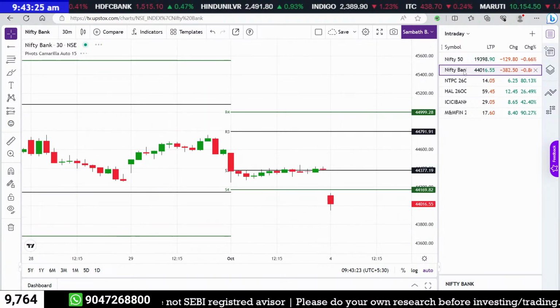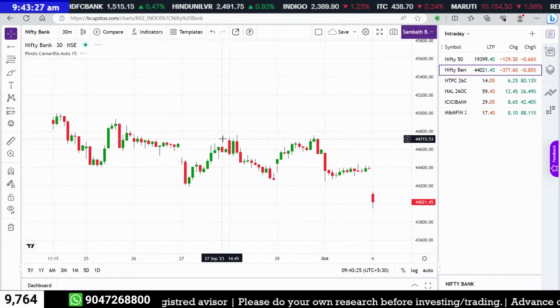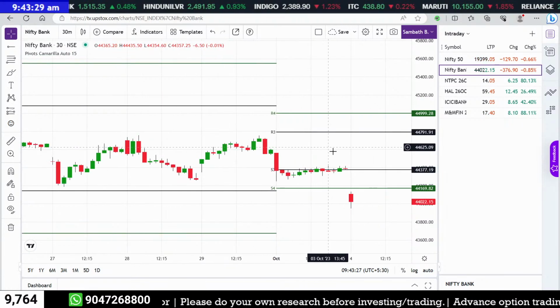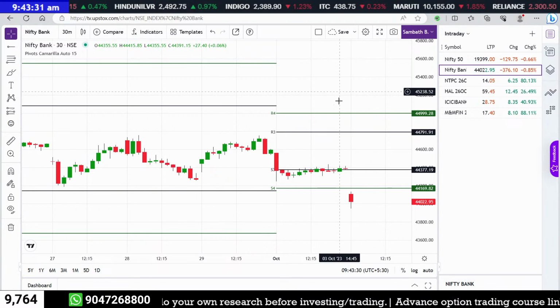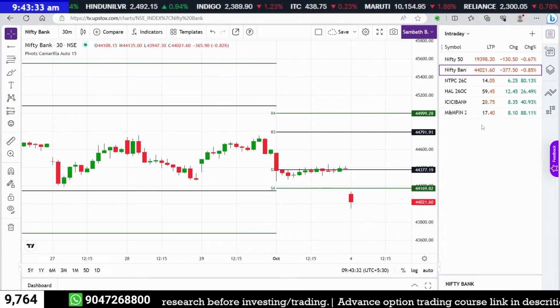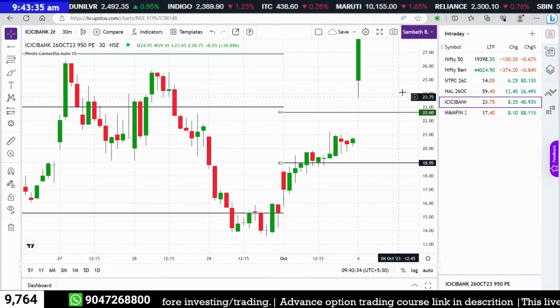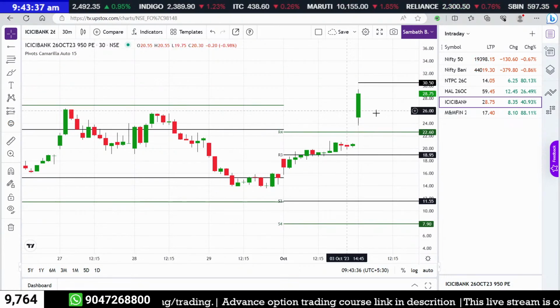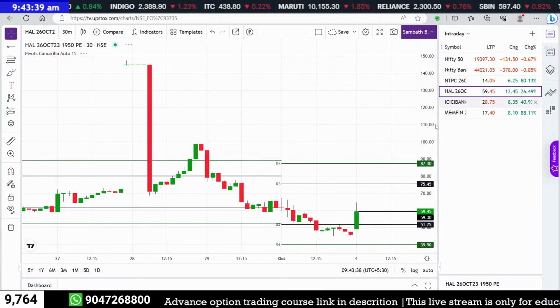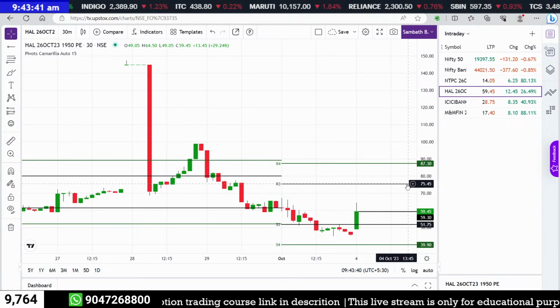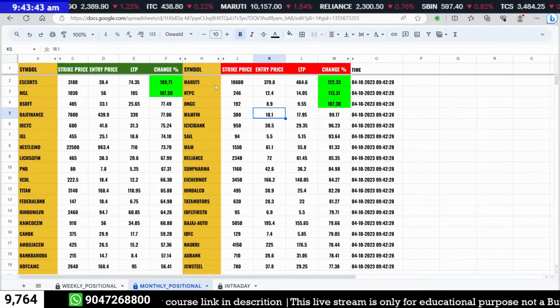And Bank Nifty is also trading below S4. Maybe a breakout, but it doesn't give you the opportunity, though it is below the level. We are looking for ICICI Bank, it doesn't give you the opportunity. And HAL already satisfied. Intraday move, 5 rupees, that's good enough.